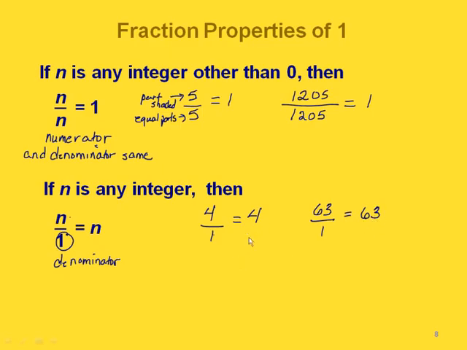Another thing to notice is that we can also have negative numbers for fractions. These properties work for negative integers also. So for example, if we had -7 over 1, since our denominator is 1, then the value of this fraction is just going to be -7.